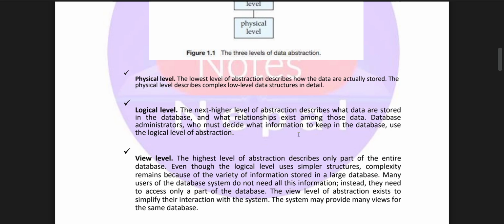The view level, the highest level of abstraction, describes only part of the entire database. Even though the logical level uses simpler structures, complexity remains because of the variety of information stored in a large database. Many database system users do not need all this information; instead, they need to access only a part of the database. The view level of abstraction exists to simplify their interaction with the system. The system may provide many views for the same database.